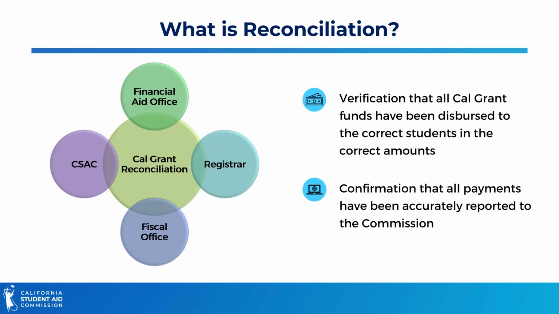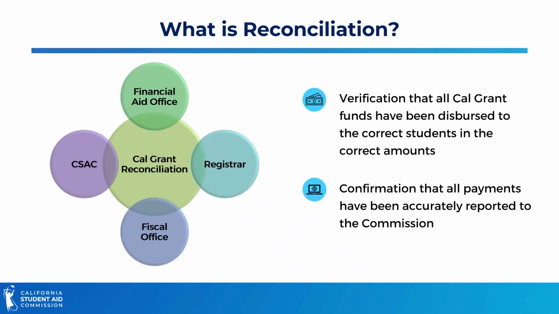So what is reconciliation? Reconciliation is a verification that all Cal Grant funds have been dispersed to students and those disbursements have been correctly reported to the Commission via the Web Grants roster through the application of the appropriate payment codes and dollar amounts. Think of it this way. The Commission provides funding to your institution's fiscal office as well as reports for that funding so that your fiscal office can successfully track and monitor all Cal Grant funds.